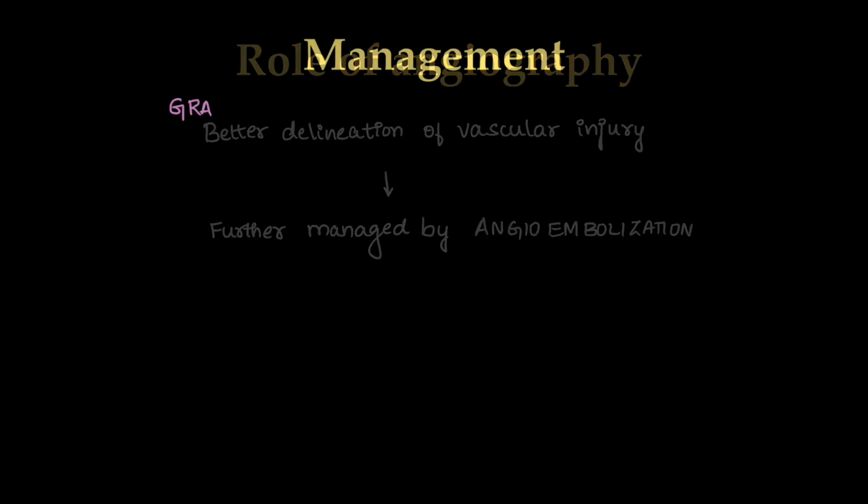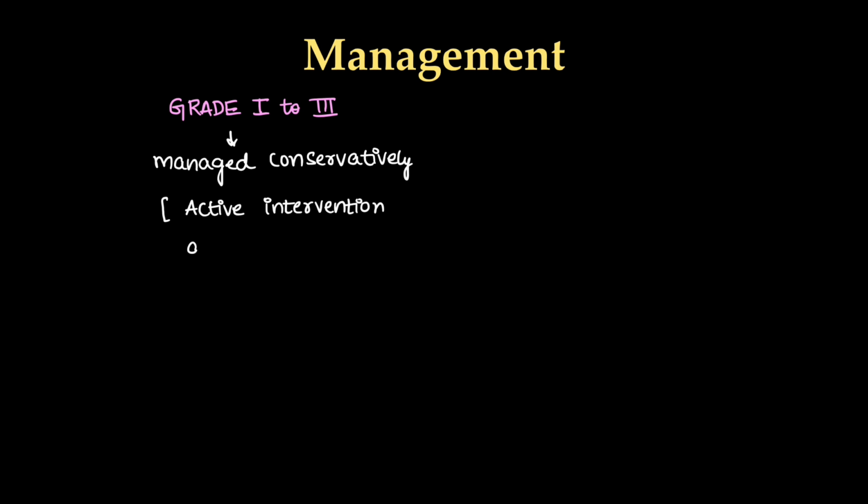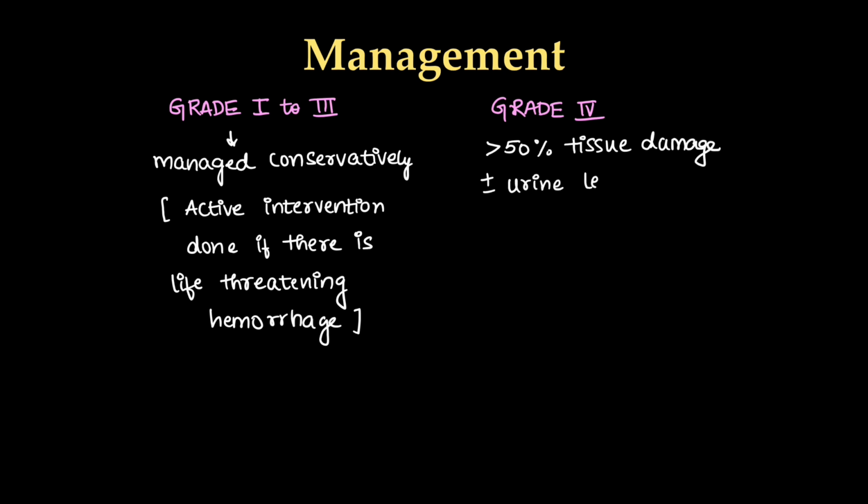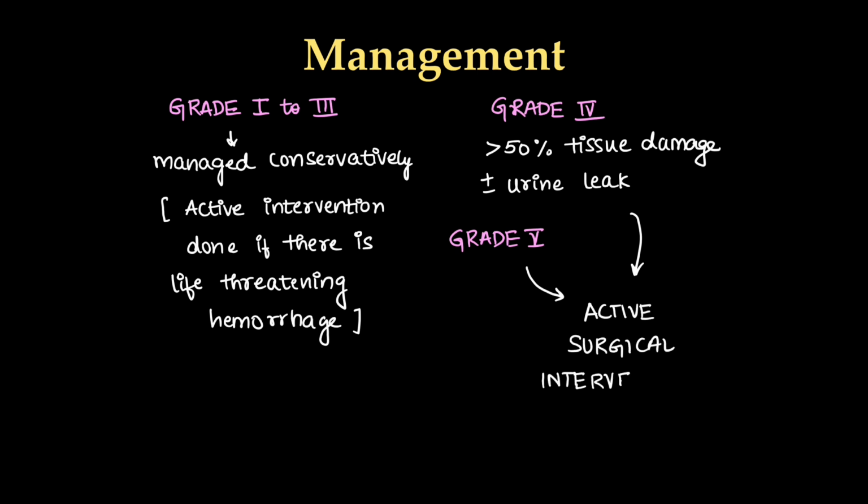Moving on, we'll discuss briefly about management. Grade 1 to 3 can be managed conservatively unless there is any active bleeding or life-threatening bleeding, then it has to be managed with active intervention. Grade 4, if there is more than 50% tissue damage with or without urine leak, and also grade 5, both have to be managed surgically immediately.